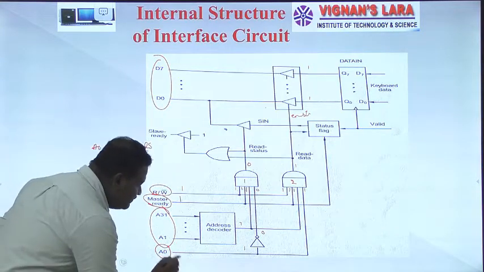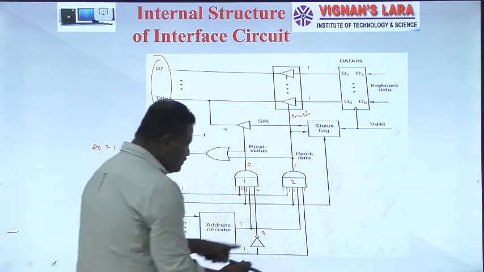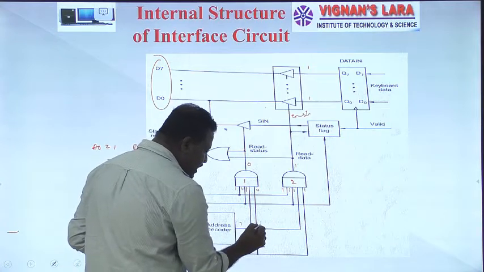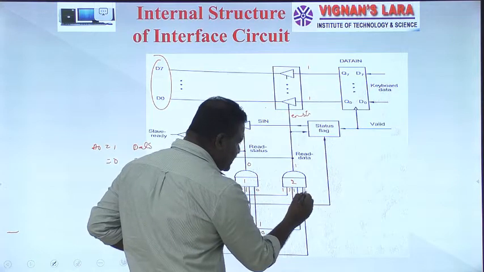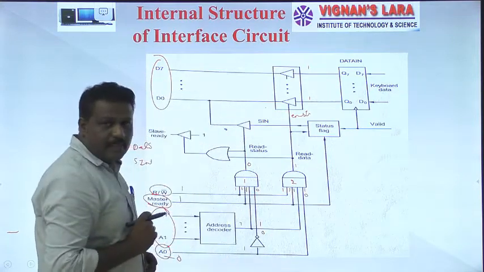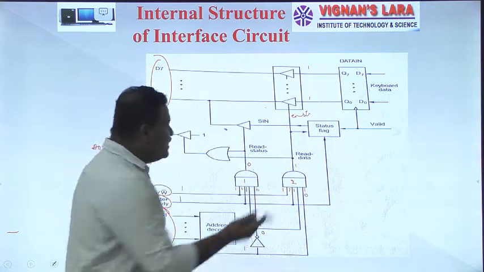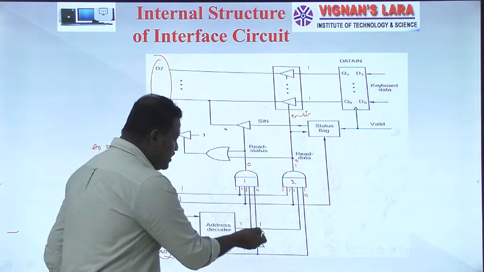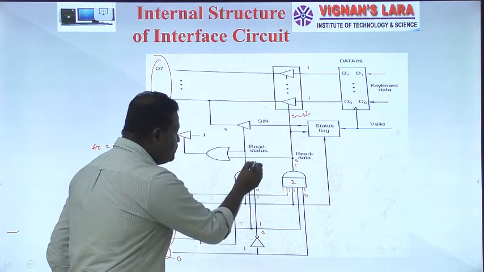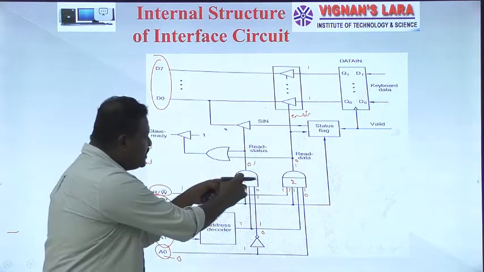So if the A0 value is 0, the output of this particular inverter changes to 1. And this inverter value is directly connected here, so it becomes 0. So the output of AND gate 2 changes to 0, and the output of AND gate 1, here it is 1. If it is 1, what happens?